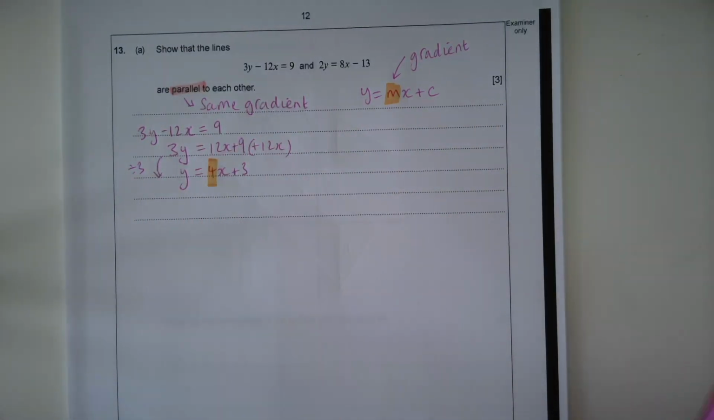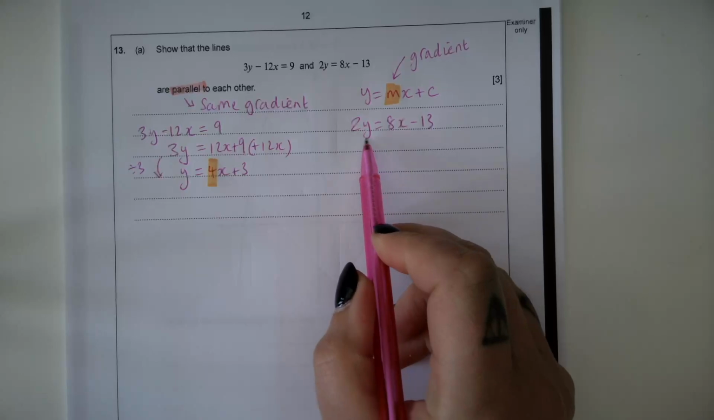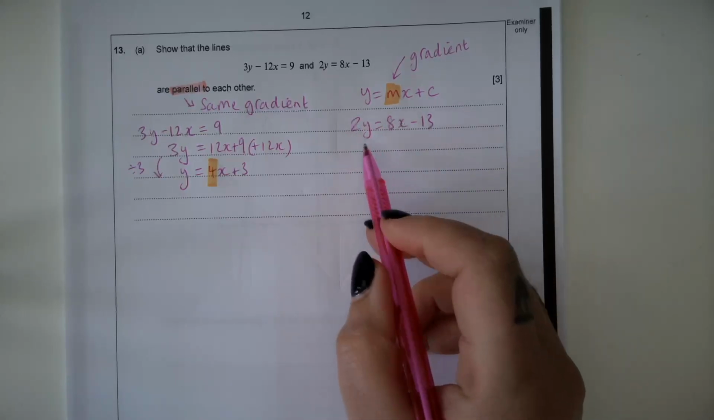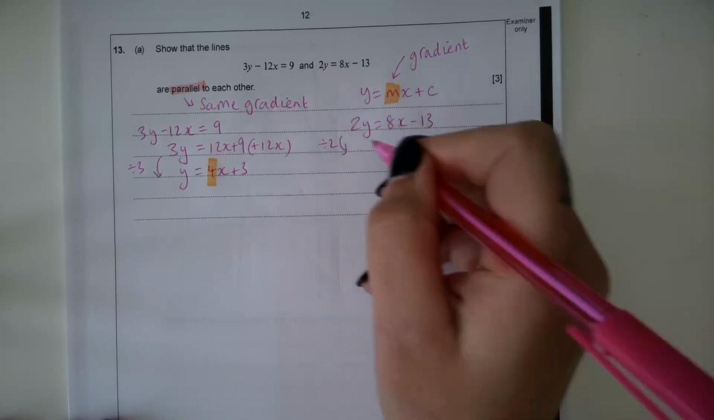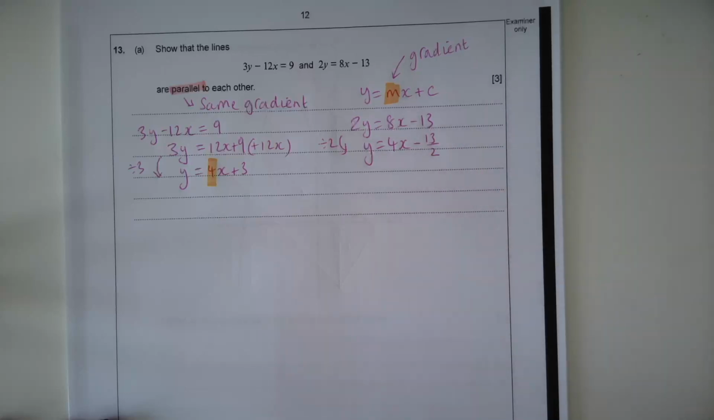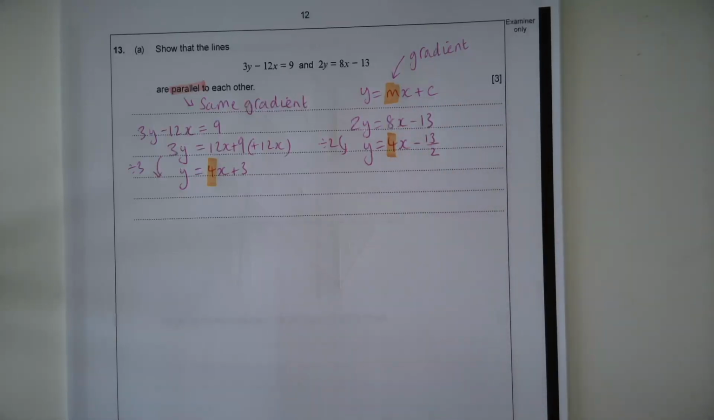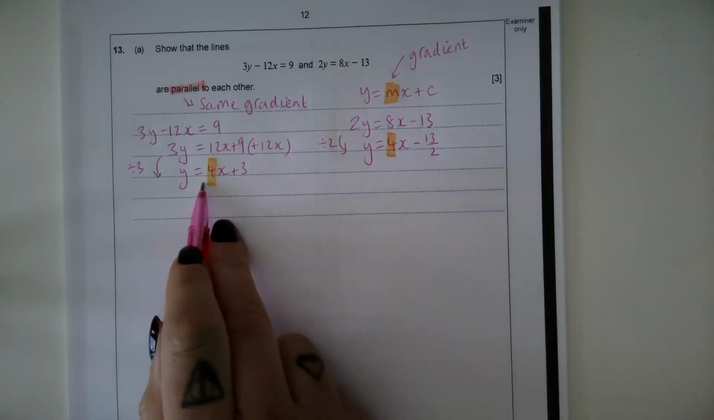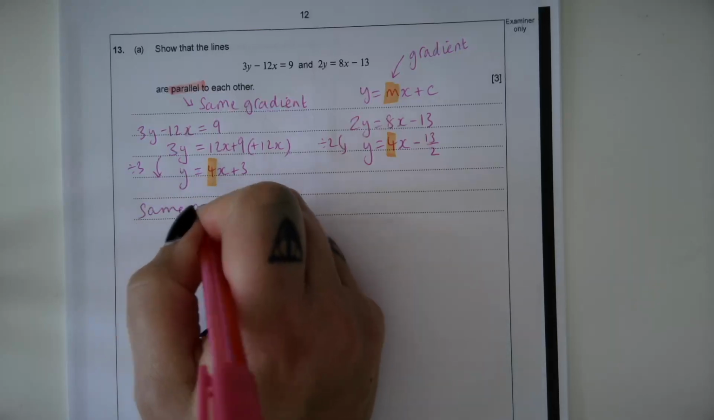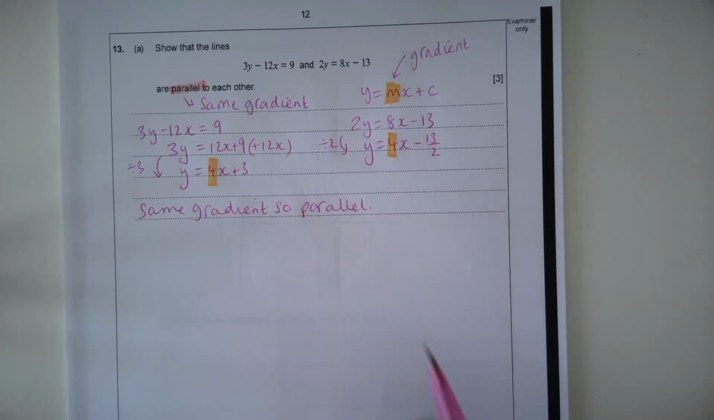We now need to do the same with the other equation so we can compare the gradients. Fortunately, y is already isolated on this one, so the only step is to divide by 2. So y equals 4x subtract 13 over 2. I'm going to leave that as a fraction, 13 over 2, because that's not the part of the equation of the line I'm interested in. I'm interested in the coefficient of the x because that tells me the gradients. So I'm going to write a statement here now: same gradient, so parallel, just to finish it off.